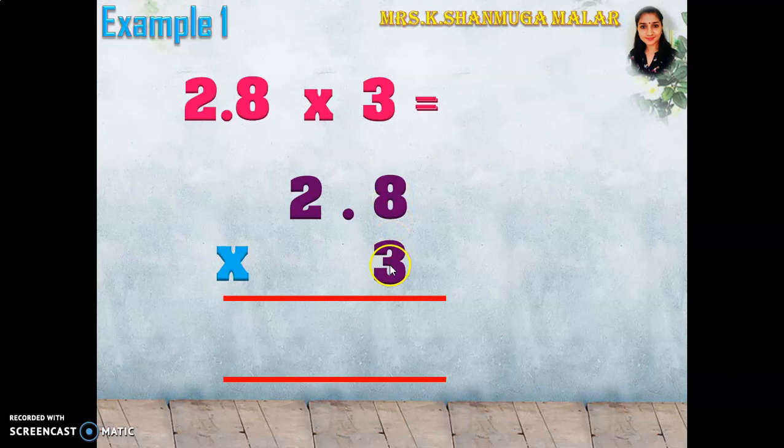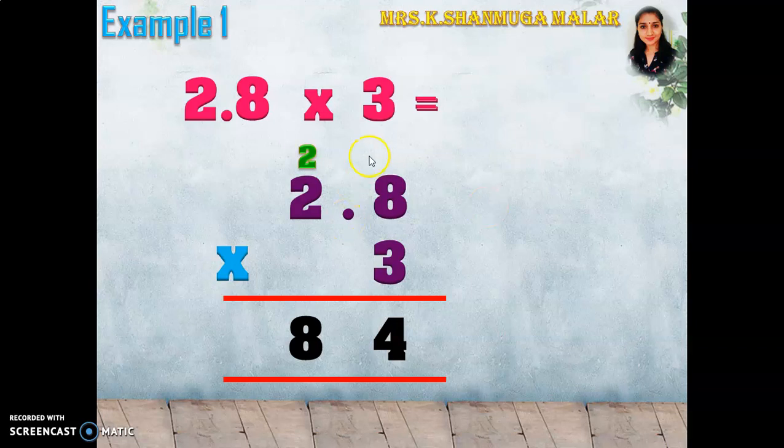8 times 3 is 24. So, 4 we write here and 2 we place over there. And 2 times 3 is 6. 6 plus 2, you get 8. Correct. Now, we must find the decimal places.